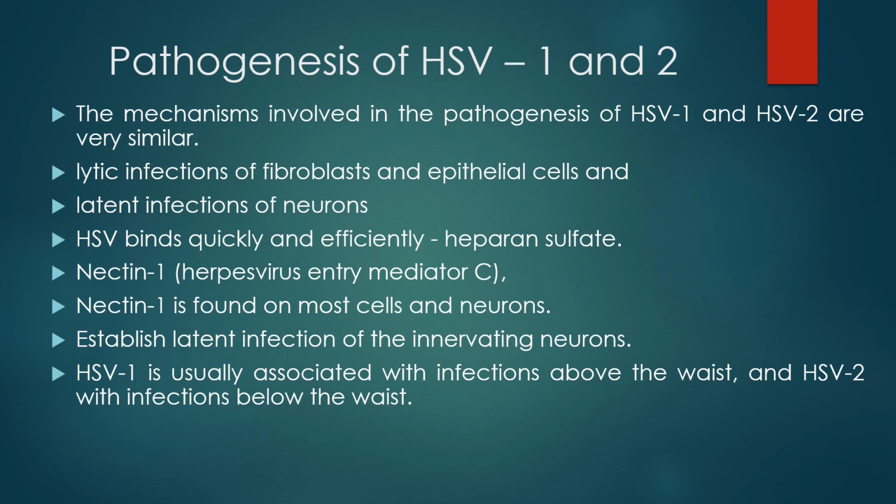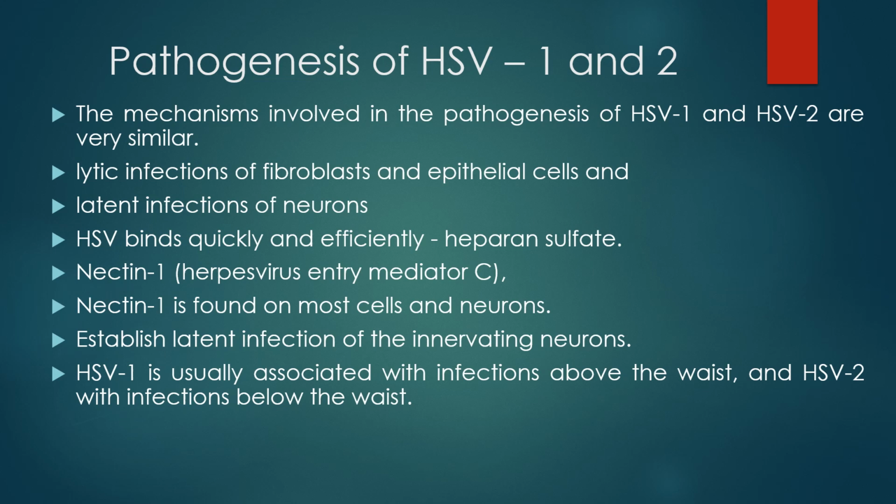Pathogenesis of HSV type 1 and 2. The mechanisms involved in the pathogenesis of HSV type 1 and 2 are very similar. The virus generally causes lytic infections of fibroblasts and epithelial cells and latent infections of neurons. Both viruses initially infect and replicate in mucoepithelial cells, causing disease at the site of infection.